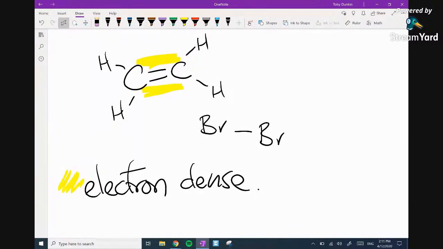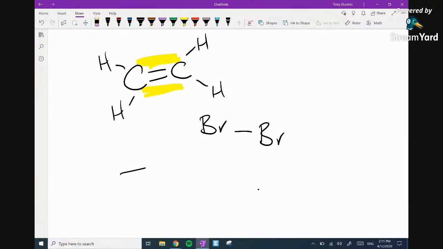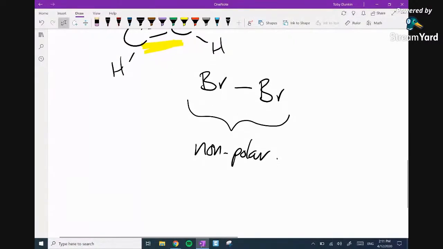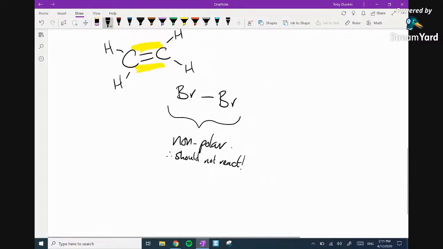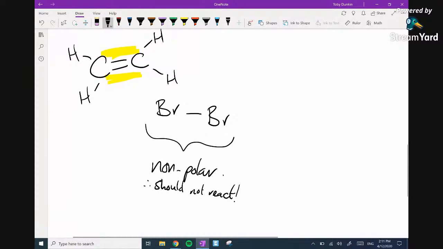They shouldn't really do anything at all. The reason being is that bromine is non-polar. What that means is this should not really react with this. Therefore, it should not react. But it does. And it actually reacts very satisfactorily.